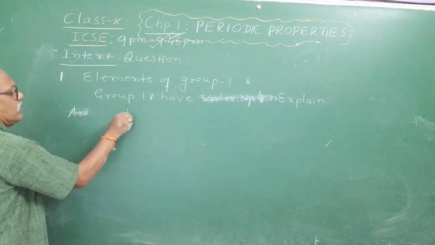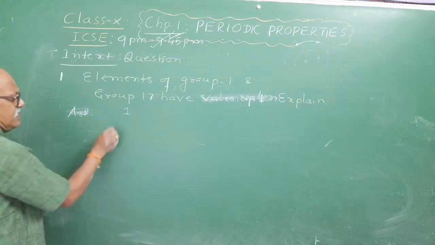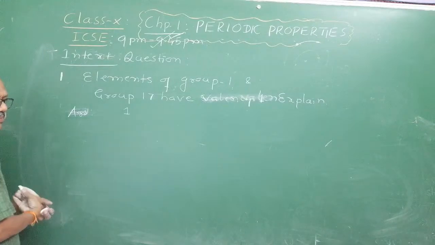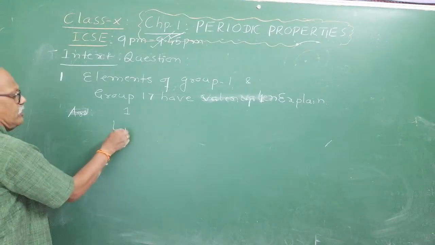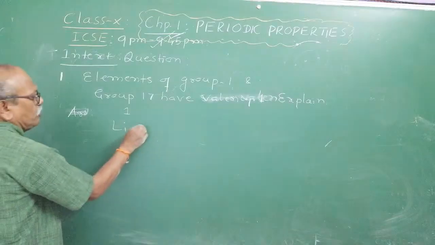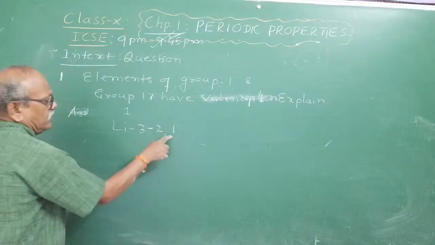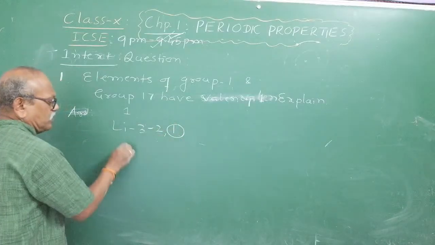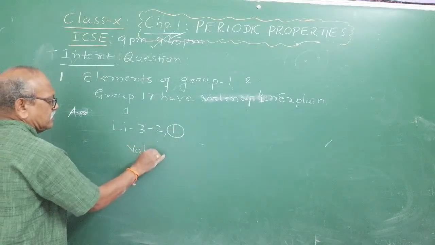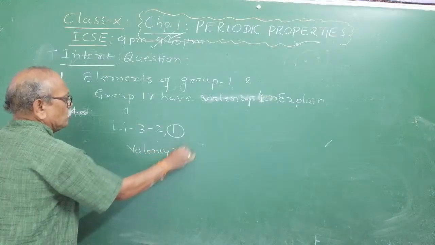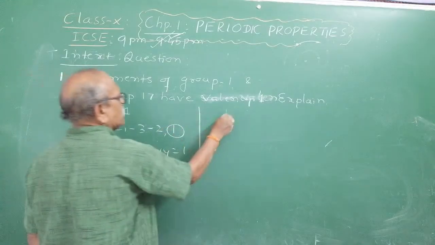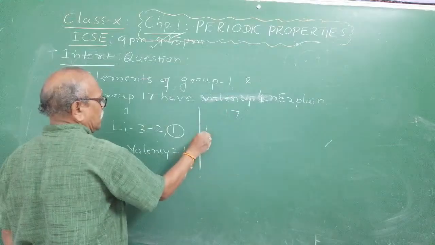Group number 1 will have valency. Just now we have seen group number 1. Group number 1 has lithium, atomic number 3. Just now we studied that its electronic configuration is 2-1. It has 1 electron in the outermost shell. Therefore, valency is equal to 1.